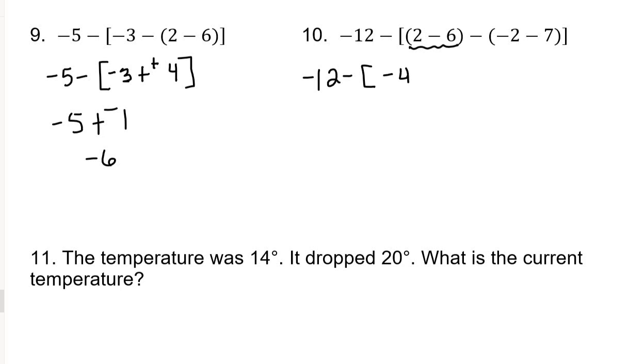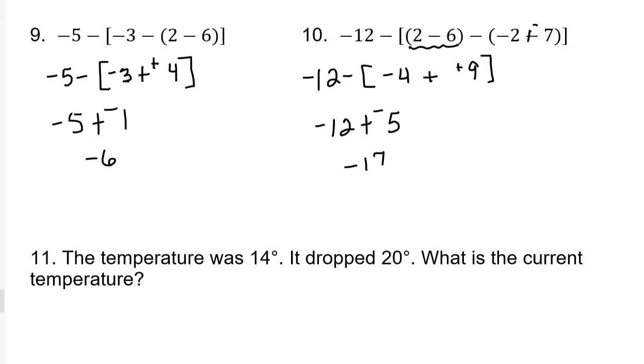Then I've got this subtraction sign that I'm going to bring down. And then in the second set of parentheses, I have negative 2 minus 7. That's the same thing as plus a negative 7. So this is going to give me negative 9. So now within these brackets, I have negative 4 minus negative 9. Minus a negative is the same thing as plus a positive. So inside the brackets, I'm going to have 5. So now I have negative 12 minus 5, which I can write as negative 12 plus negative 5. Again, subtraction is the same thing as adding the opposite. So now I have negative 12 plus negative 5, which is negative 17.